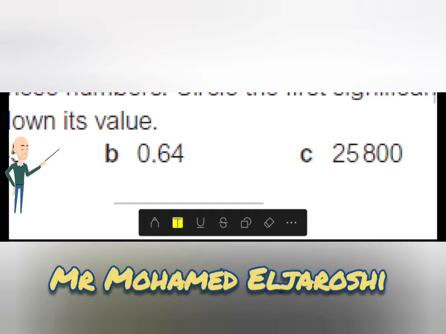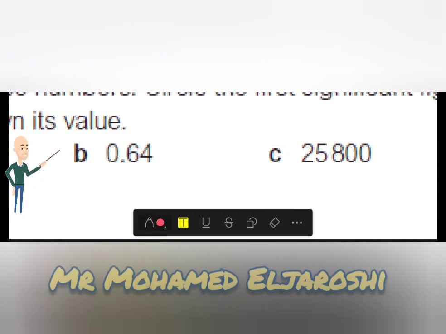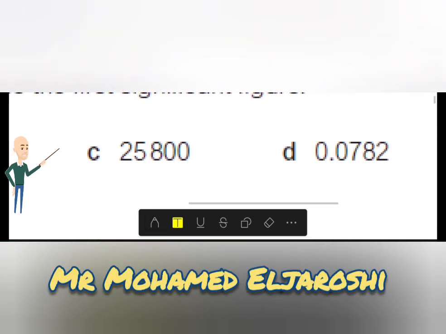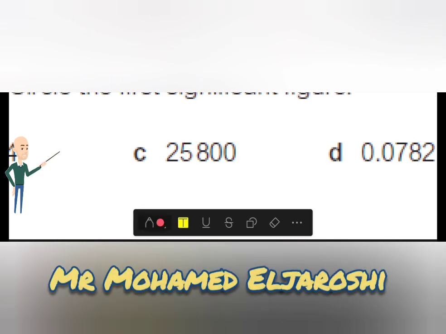Now the next one, B, which one is the first significant figure? Good job, it's the 6, we circle it. And what's the value of the 6? Good job, it's 0.6, this is the value. Now, the next one, we have 25,800. So what's the first significant figure? Very good, it's the 2, we circle it. And what's the value? Good job, it's 20,000.